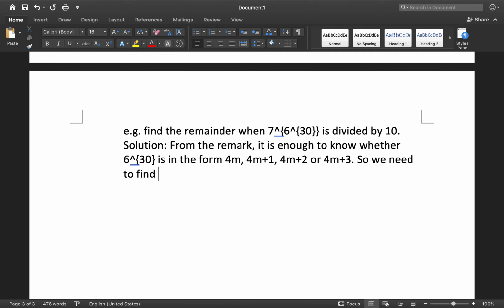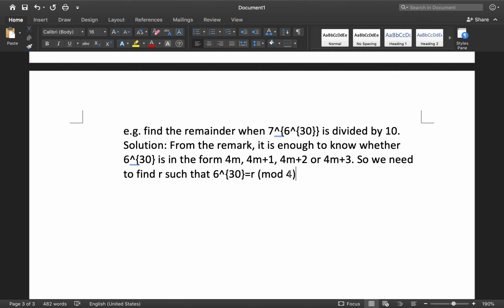Anyway, we need to find the number r such that 6 to the power 30 is congruent to r modulo 4. Now you see, you have another problem there. Originally you had to solve the problem modulo 10, but now because you want to know the form of the index, you have to take the congruence modulo 4. So you change the problem. You have another congruence problem, so you cannot solve it in one step.